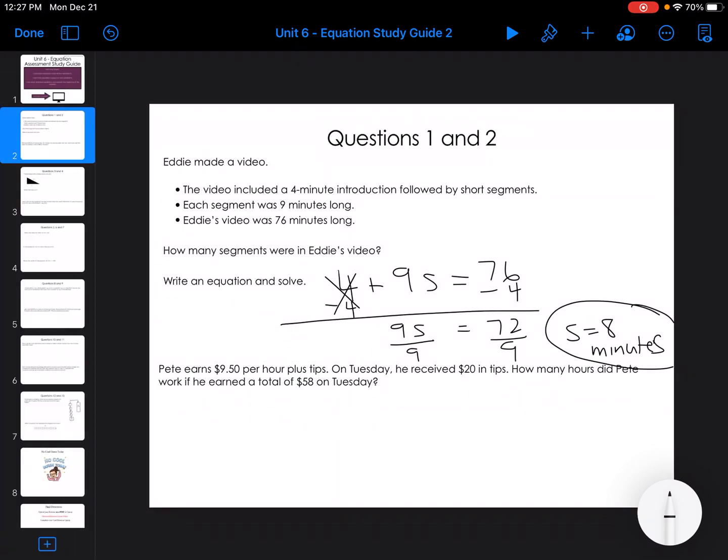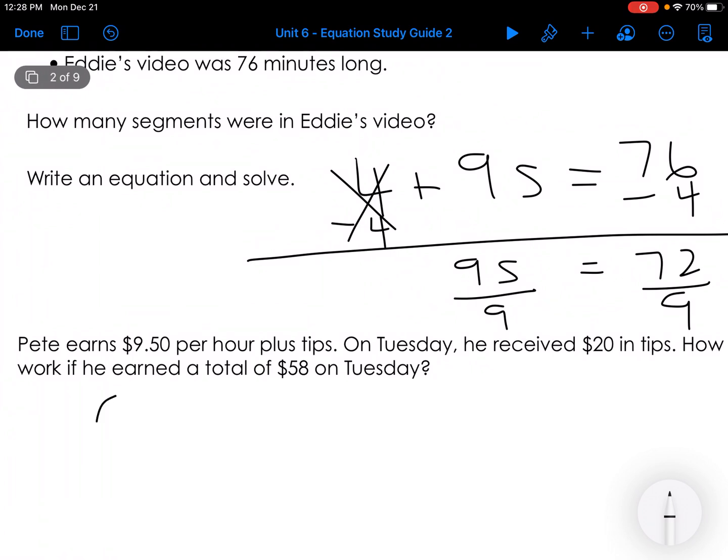All right, Pete earns $9.50 per hour plus tips. On Tuesday, he received $20 in tips. How many hours did Pete work if he earned a total of $58? So he earns $9.50 each hour plus his tips, which were $20, for a total of $58.